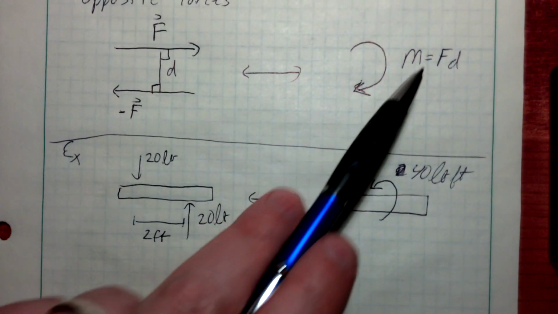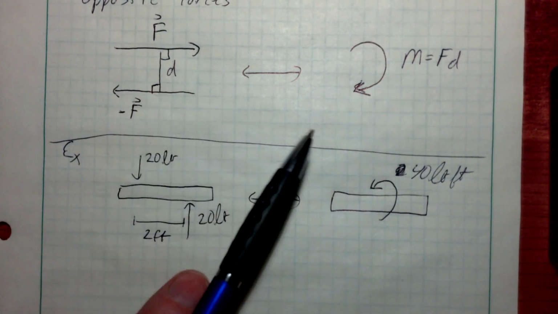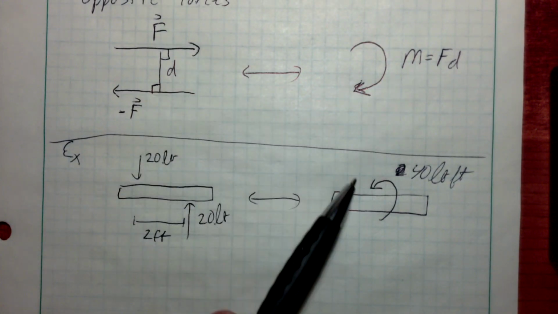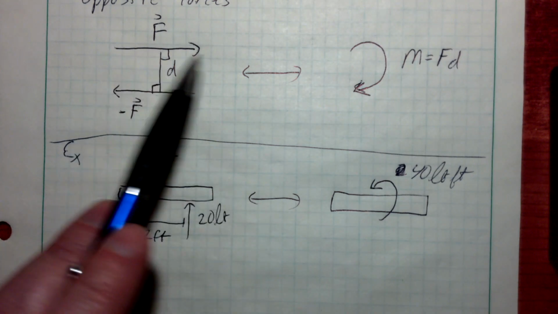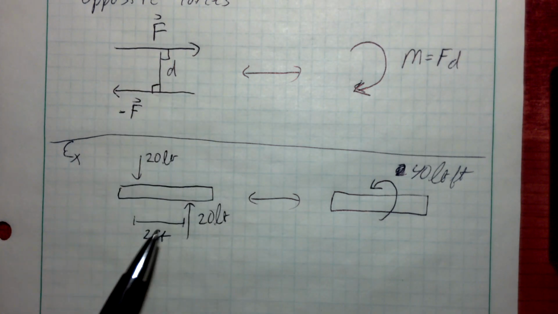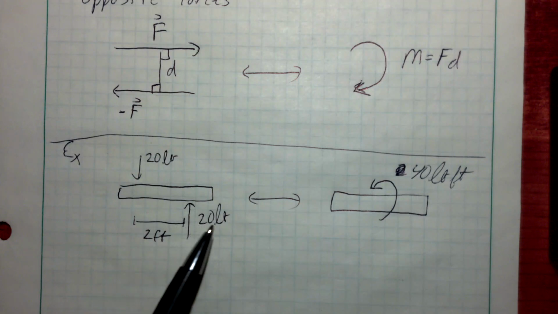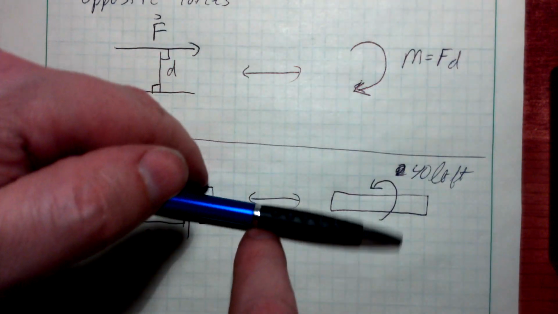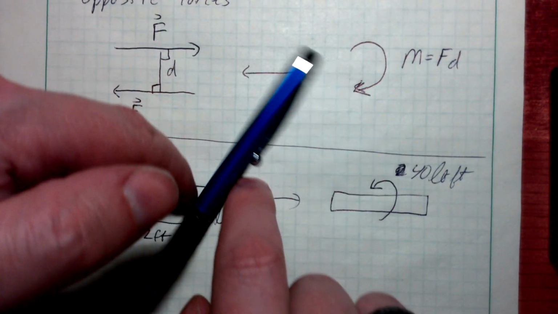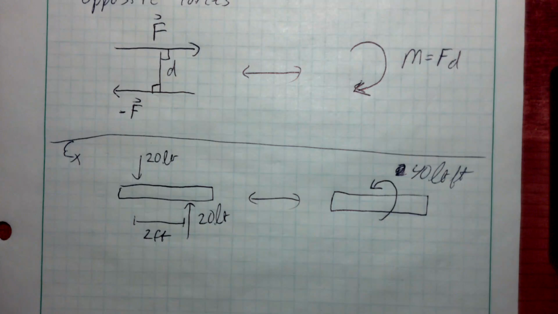Remember up here, it's just one of the forces because one of the forces is passing through the point of rotation. The other one is a set distance D away. So one of these forces is 2 feet away at 20 pounds. That's generating a 40 pound-foot moment that, if we don't do something to keep this static, will cause a counterclockwise rotation by applying these two forces.